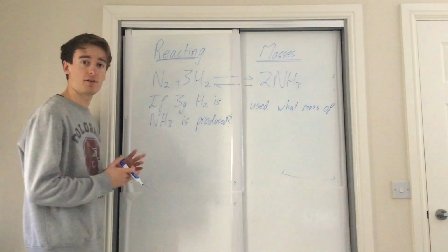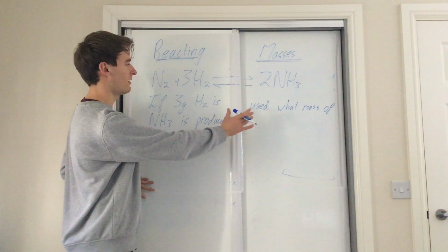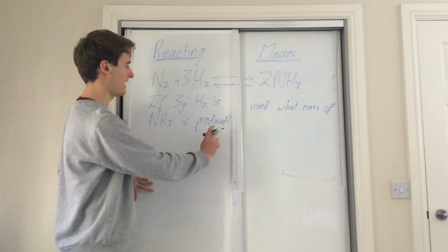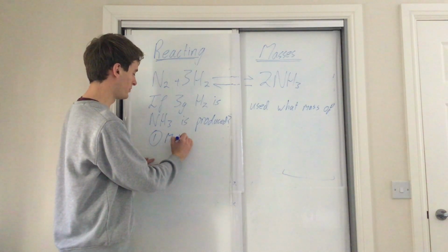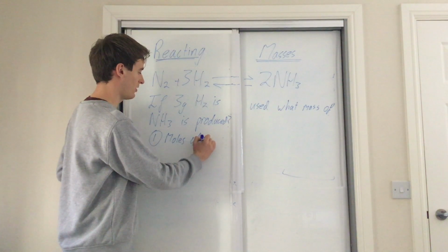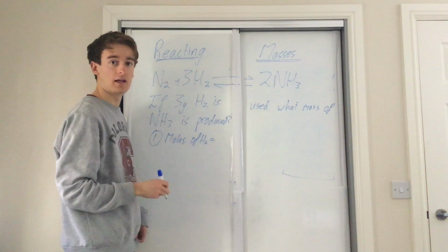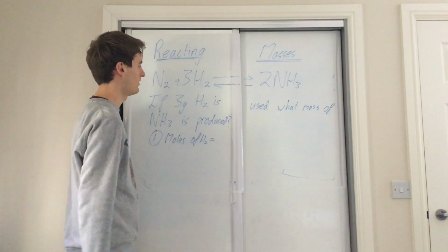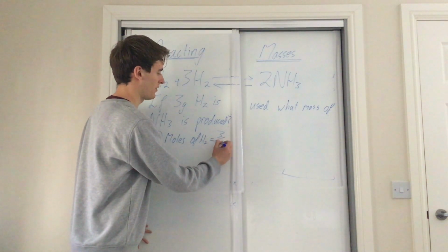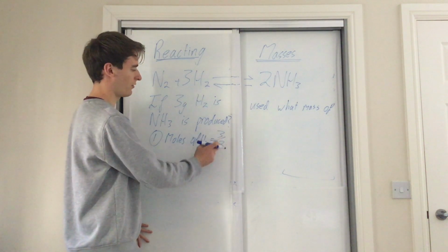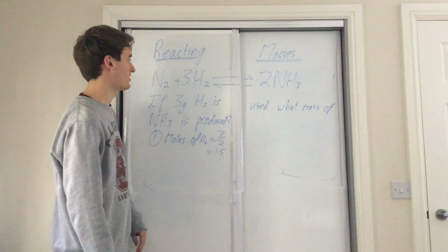Brilliant. Okay, so hopefully you've had a go at that. Let's now go through the answer. So, if 3 grams of H2 is used, what mass of NH3 is produced? First step is we need the moles of H2. We don't take into account this big number when calculating MR, it's just here. So we've got 3 grams of H2, that's the mass, divided by the MR, which is 2. So we've got 3 over 2, which equals 1.5 moles of H2.